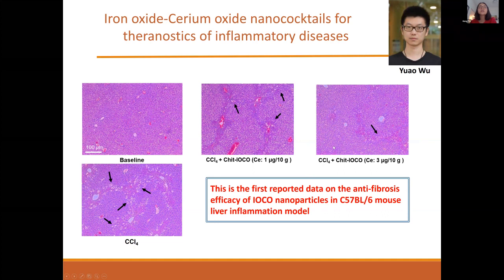And after the injection of the particle, we can see these are two different injection doses. This is the lower dose and this is the higher dose. And we can see that when we treat the mouse with the particle, we can reduce or inhibit the fibrosis here compared to the control.